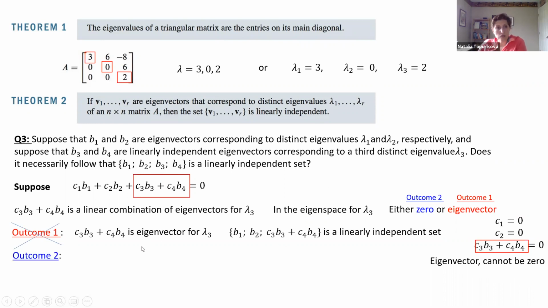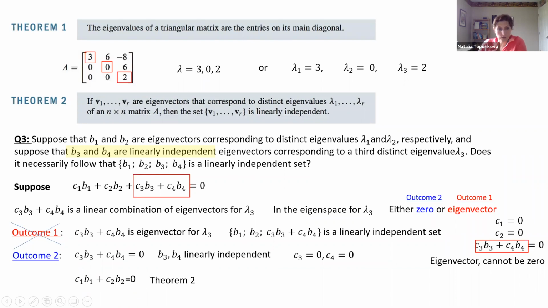It cannot be true. So let's look at outcome 2, which says that our linear combination of b3 and b4 is a zero vector. That would also mean that our vectors b3 and b4 are linearly independent. In other words, the vectors are linearly independent when their weights c3 and c4 are equal to 0. That's really nice. So we can come back to our original long linear combination of our set b1, b2, b3, and b4. Since that part in the red box is equal to 0, the linear combination of b1 and b2 should be equal to 0.